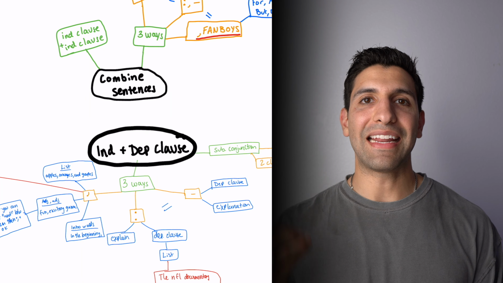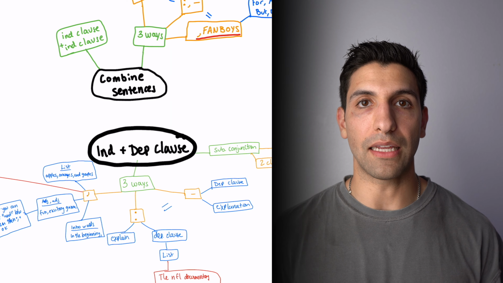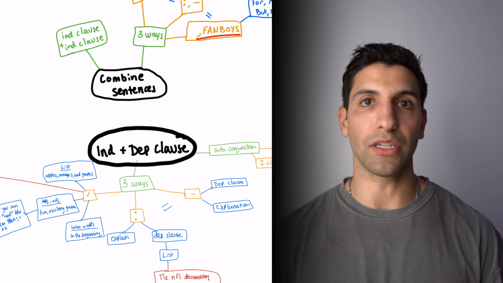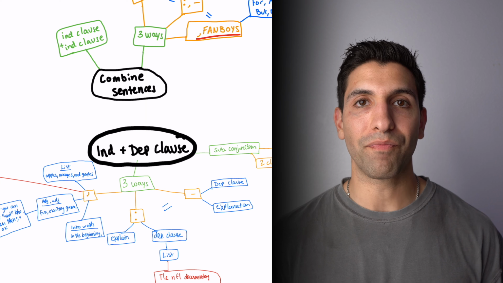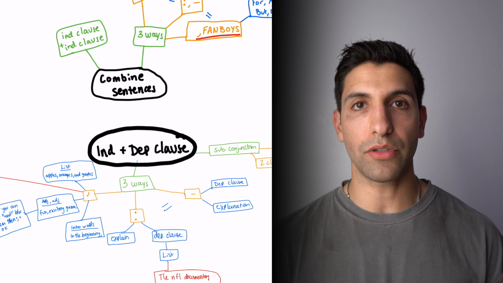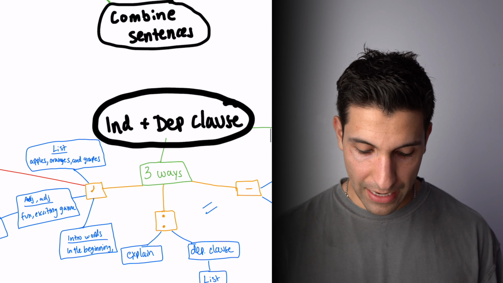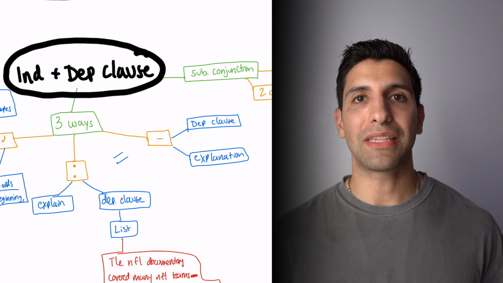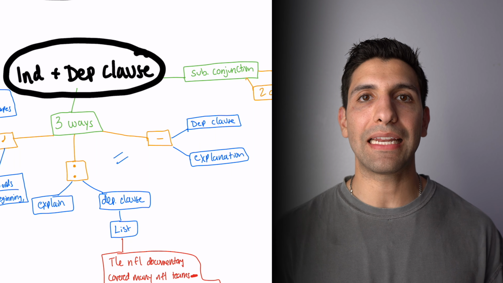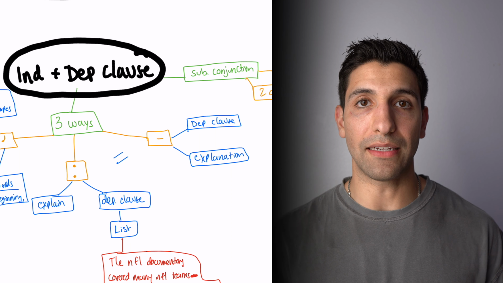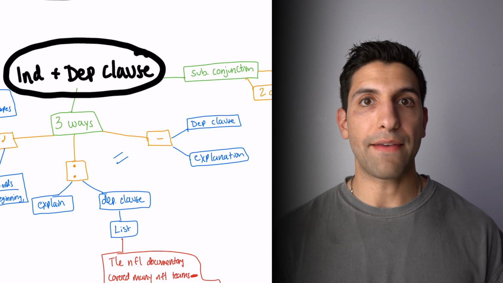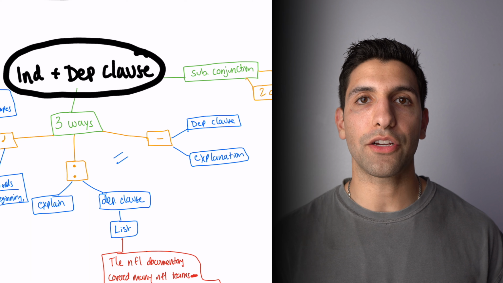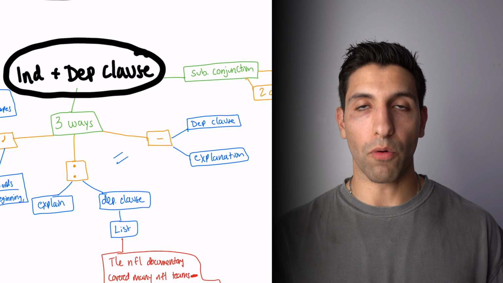Now, if you're combining an independent clause, which is just a standalone sentence, and a dependent clause, which is just a fragment, it can't stand on its own, there are a couple of ways you can combine those two pieces together. So we have a comma, a colon, and a dash. With the dash and the colon, everything preceding it needs to be its own standalone sentence or its own independent clause. If it is not, then a colon or a dash are not the right answer choice for that question.